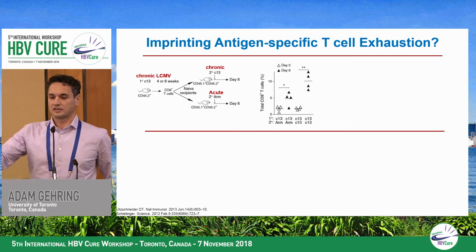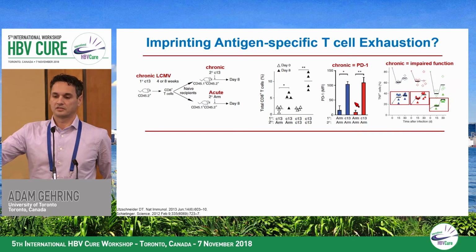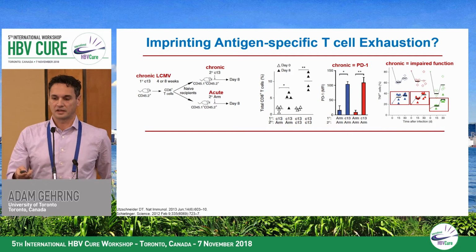And what they found is it didn't matter whether the cells went into an acute setting or a chronic setting, the T cells were able to proliferate. But interestingly, the T cells that were coming from these chronically infected animals originally maintained expression of PD-1. And that maintenance of PD-1 expression led to significantly lower cytokine production. So even changing the setting and putting it into an acute model setting, the cells that had transferred still were not as functional as those that came from an acute mouse.